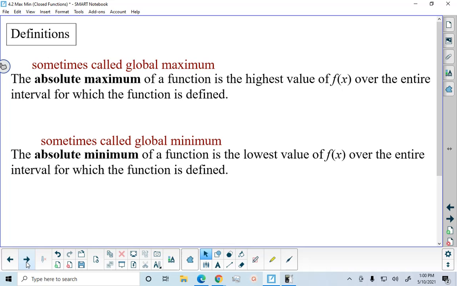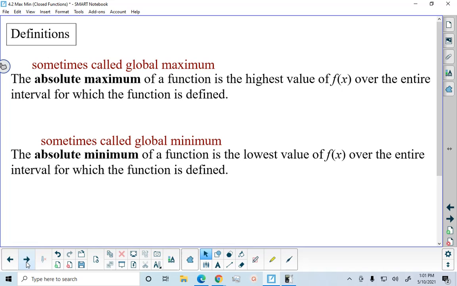A function doesn't have to have an absolute maximum, because if you look at the graph of a function and the function goes up forever, like y equals x squared goes up forever, there is no global maximum. There is no absolute maximum because the thing just keeps getting bigger and bigger. And a function doesn't necessarily have to have an absolute or a global minimum. If the function continues to decrease towards negative infinity, then there's no minimum value of the function. So you can have some functions that have both a global maximum and a global minimum, or absolute maximum and absolute minimum. You can have some functions that have only one or the other, and you can have some functions that have neither.